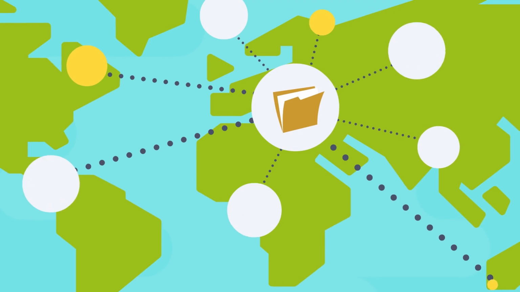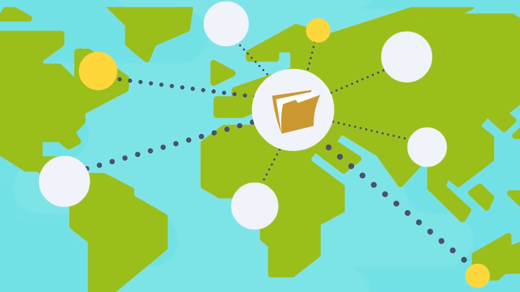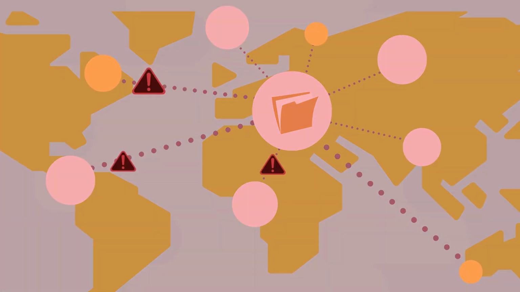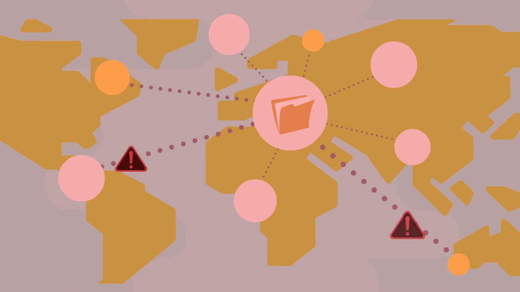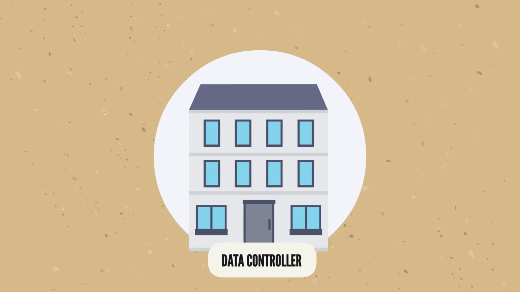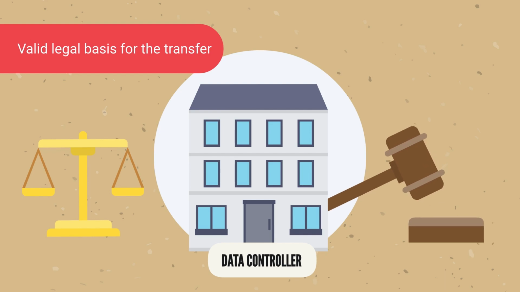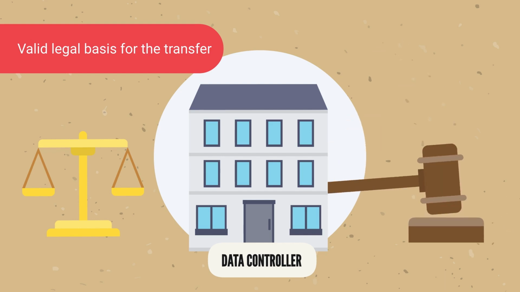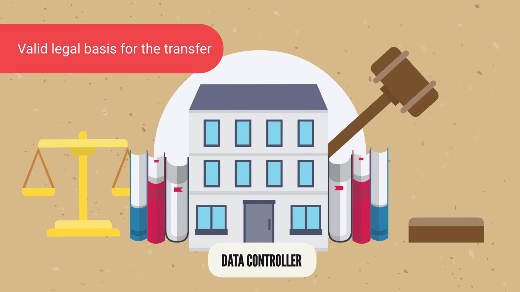Transfer of personal data to countries outside the EU or to countries who have not received an adequacy decision carries additional risks to data subject rights due to a possibly lower level of data protection in the destination country. Data controllers must ensure that there is a valid legal basis for the transfer and all relevant GDPR obligations, including the provisions in Chapter 5.